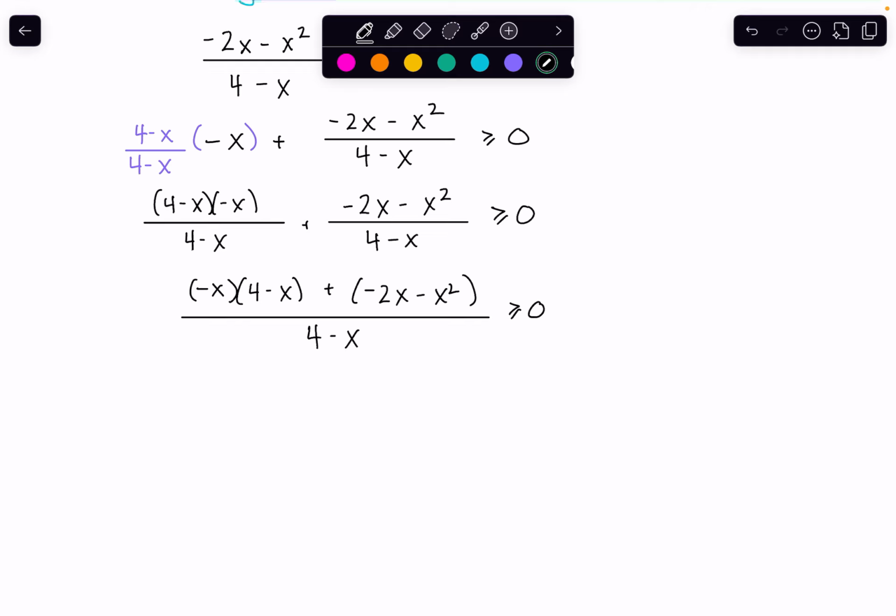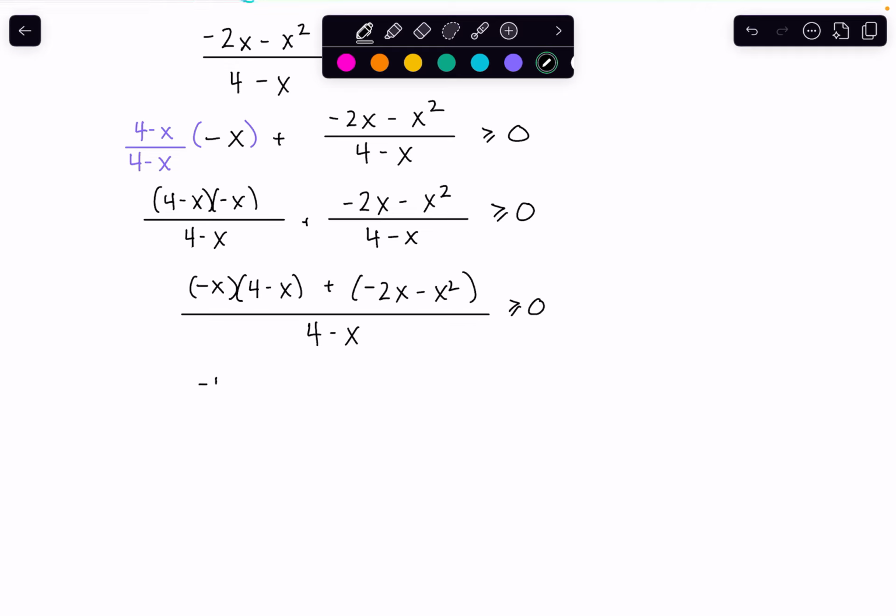So if I distribute that negative x, that's negative 4x. Then we get plus x squared. And then dropping that plus sign, because it doesn't do anything, we get negative 2x minus x squared over 4 minus x.